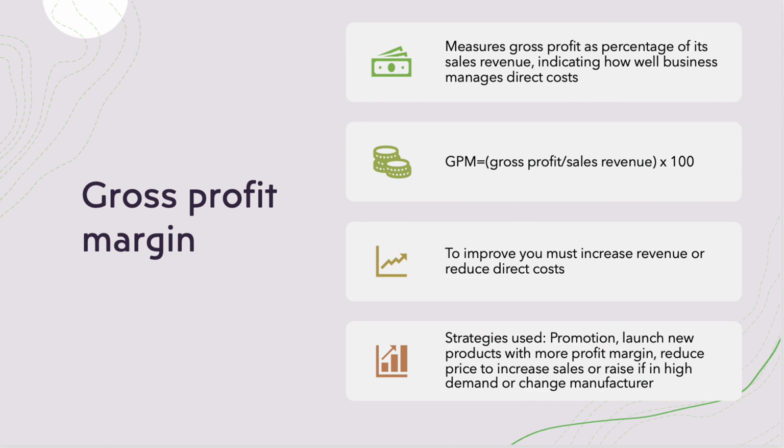This measures an organization's gross profit as a percentage of its sales revenue. It basically indicates how well a business manages its direct costs. Gross profit margin is calculated by doing gross profit over sales revenue, and then you times that by 100. In order to improve this gross profit margin, you must increase the sales revenue or reduce direct cost.